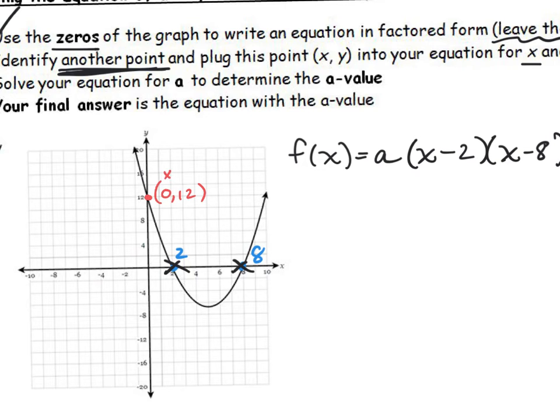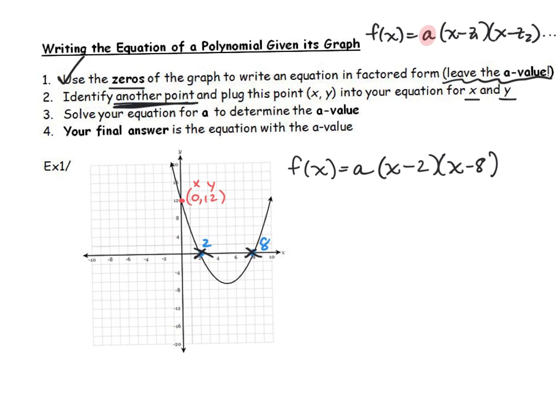0 is an x value, 12 is a y value. So step 2 says to take that point and plug this point into your equation for x and y. So one thing that you do have to remember to do this is that f of x is a fancy way of just writing y, right?